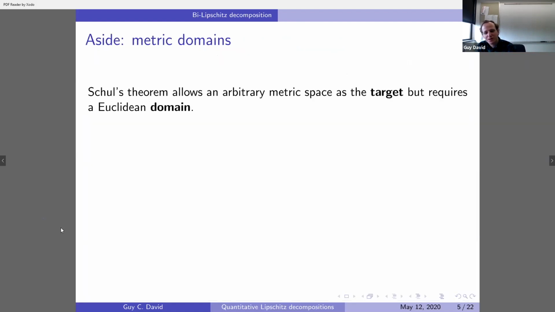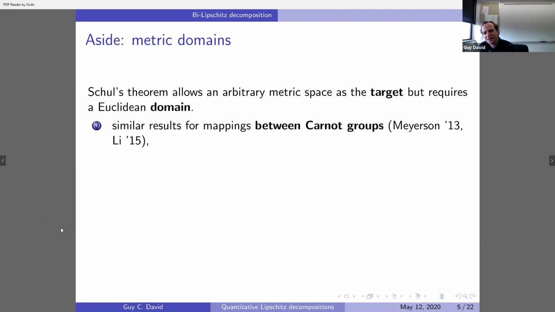So I want to go a little bit on a tangent here for a moment. This is not the main subject of the talk, but it's a very interesting subject in its own right, which is this result of Schul is extremely general. I mean, in terms of the target, you can map into any metric space you want, but you have to start in Euclidean space. Your domain has to be a Euclidean domain.